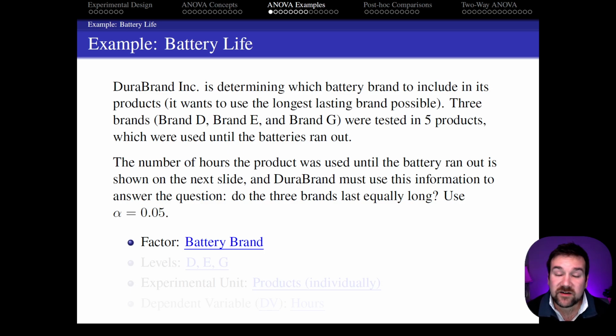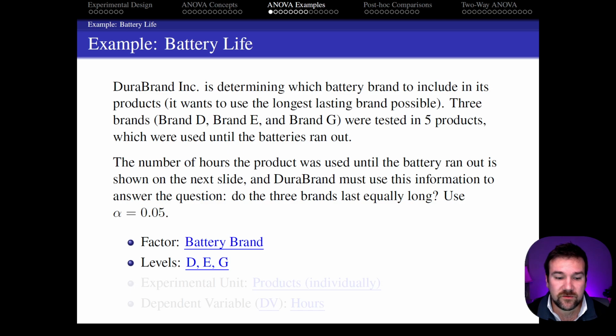For our factor, that's our categorical variable, we're going to be looking at battery brand and thinking about the independent versus dependent variable. Think about we're trying out different battery brands to see if they cause longer lasting life. We can randomly assign the products to the different brands, so we can control that. But ultimately, we're trying to determine whether each of these battery brands yields longer lives. So the cause would be the battery brands, and the effect would be longer life in the product.